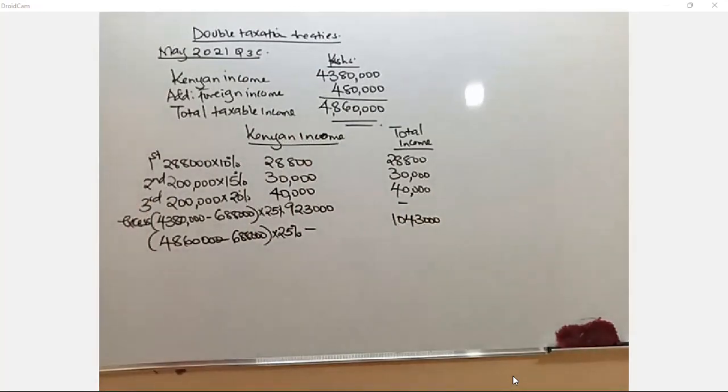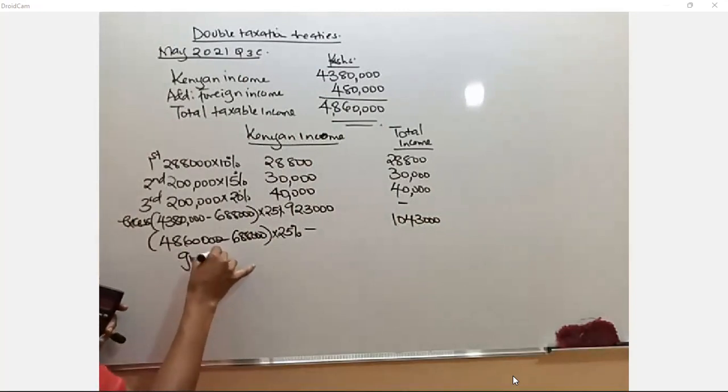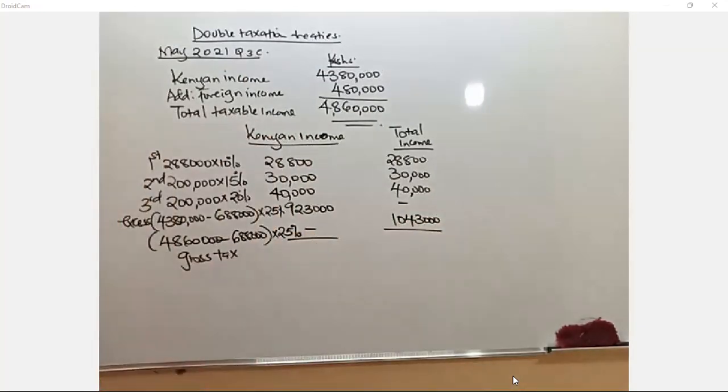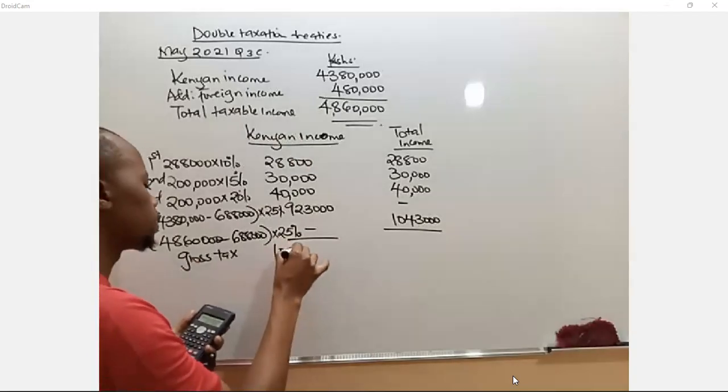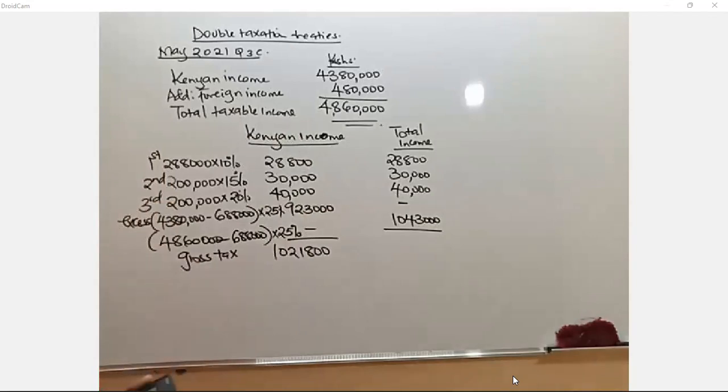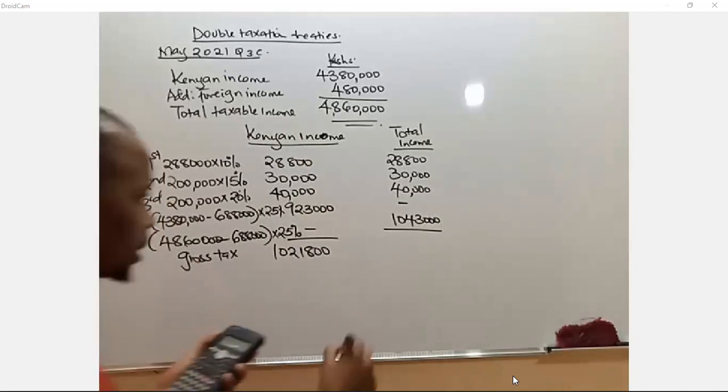So I just want to get the totals, which are normally called gross tax. Let me get my gross tax here, and also for the total income. So for the Kenyan income, it will be 28,800 plus 70,000 plus 923,000. I can see I'm getting 1021,800. What about for the total? It will be 98,800 plus 1043,000. Getting 1141,800.